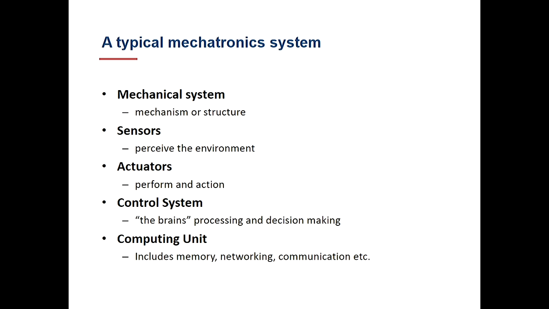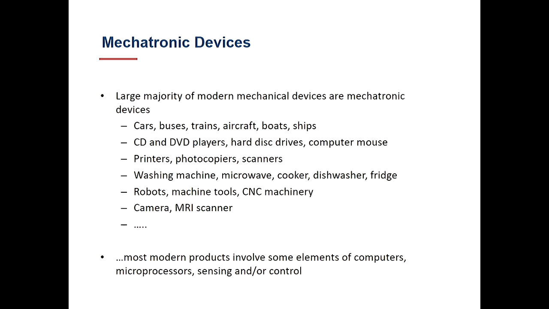And then the control system is really the brain. So that's what takes the information from the sensors, makes some decision, and then decides what action to perform based on those decisions. And then we have other peripherals, which is memory, networking, communication, Bluetooth, Wi-Fi, that sort of thing.